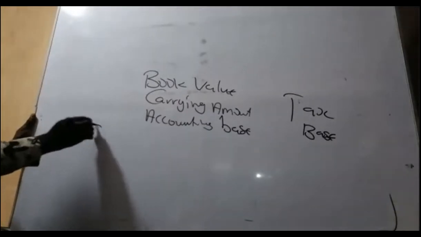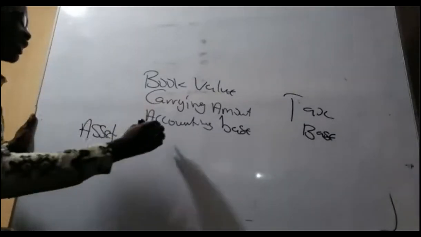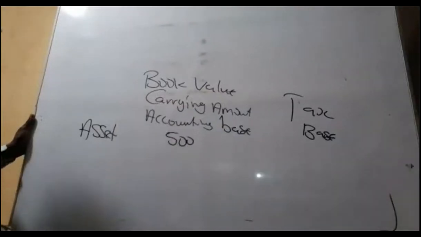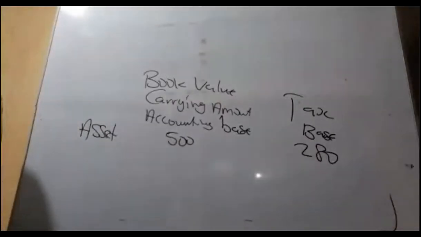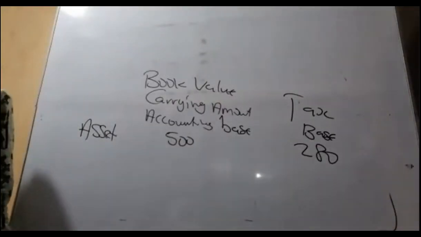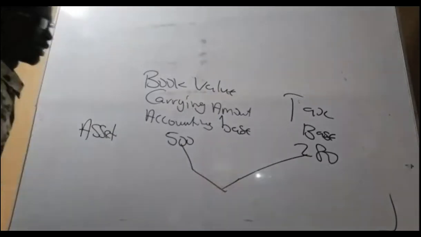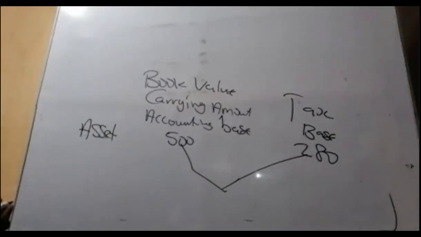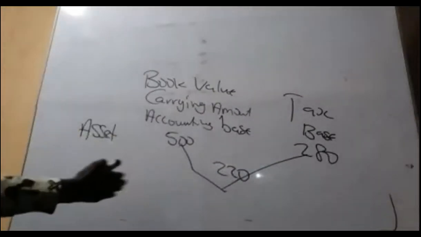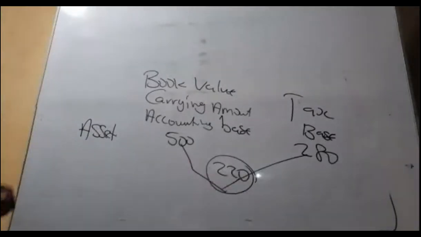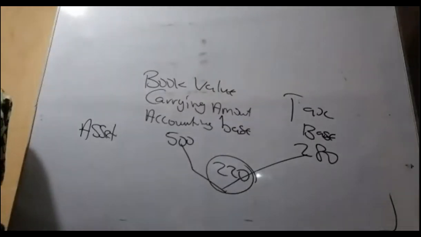Now, if I have an asset and the carrying amount, or the book value, or the accounting base, is let's say 500 Ghana cedis, but the tax base is 280 Ghana cedis, what is the temporal difference? It is the difference between these two, which is 220. So if you know the tax rate, you apply it to the temporal difference. It will give you the deferred tax provision, and you are done. So that is the calculation section.